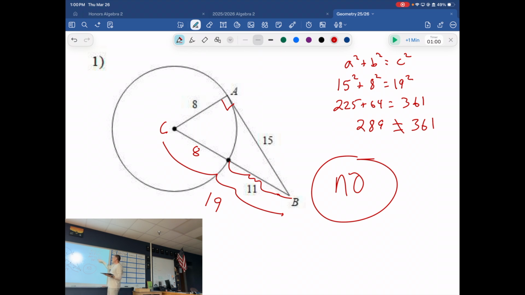Since a squared plus b squared didn't equal c squared, then it was not a tangent line. It has to be that a squared plus b squared equals c squared. Otherwise, it's not a tangent line. Questions with that first example? All right, let's look at the next one.